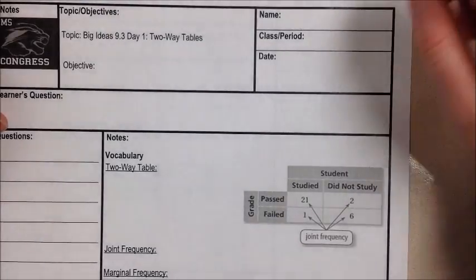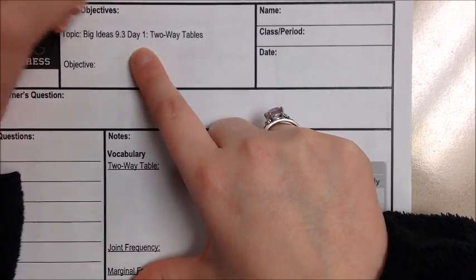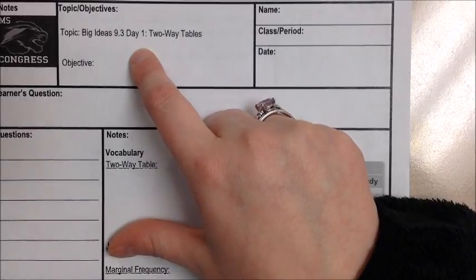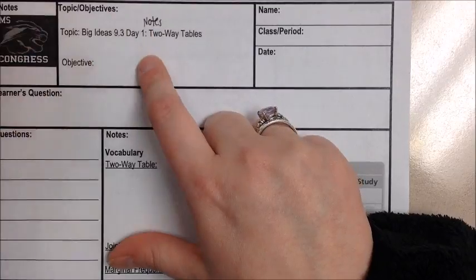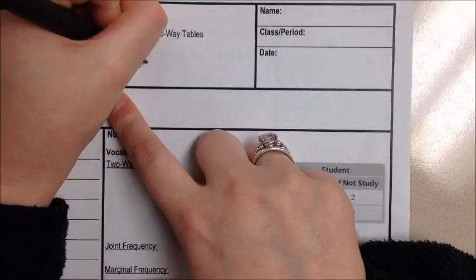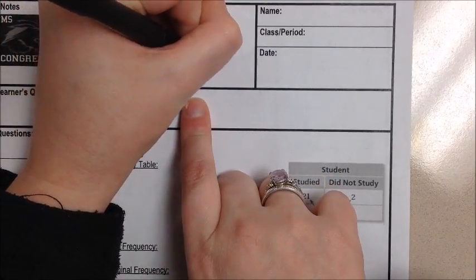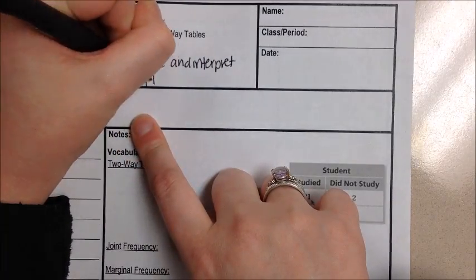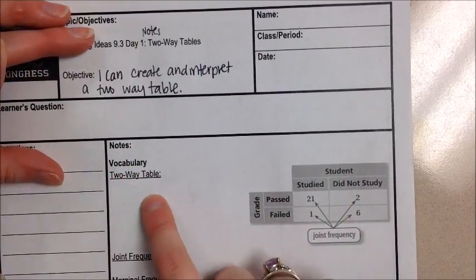Okay, so today we are starting Big Ideas 9.3, and it's day one just because we're having 2 days of notes. So, technically, if you want to call this day 2, that's fine because we did day 1 with the activities, but it's day 1 of notes. So our objective is I can create and interpret a two-way table.